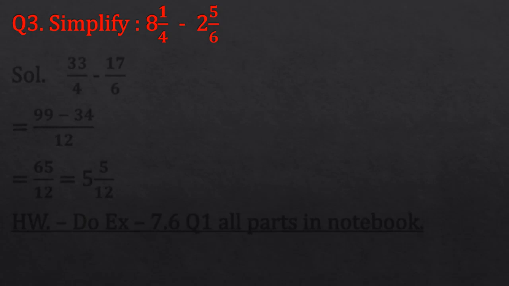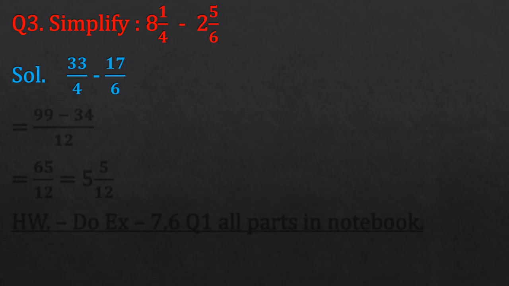It is 8 1 upon 4. So 4 multiplied by 8, 4 8s are 32, plus 1 is 33. So the fraction is 33 upon 4. The denominator we write down the same. Minus sign is there, place the minus sign. After that it is 6 multiplied by 2, denominator multiplied by whole. So 6 2s are 12, plus 5 is 17. It is 17 upon 6. So now our question is 33 upon 4 minus 17 upon 6.